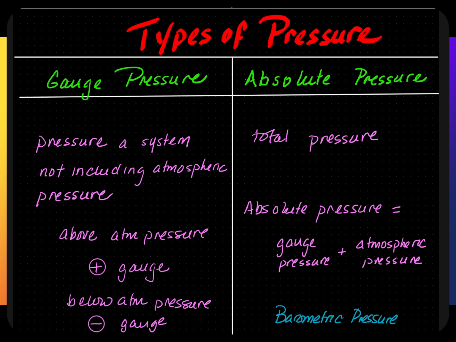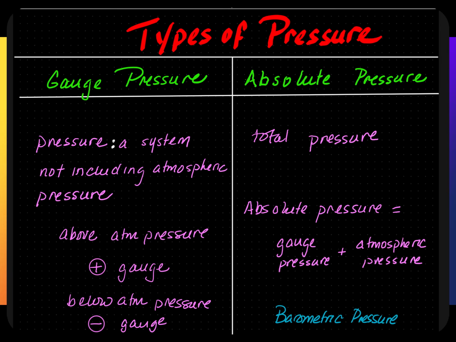We can measure pressure two different ways. The first way is called the gauge pressure. Gauge pressure is pressure in a system, not including the atmospheric pressure. Anything above the atmospheric pressure is a positive gauge number. Anything below the atmospheric pressure will have a negative gauge number.